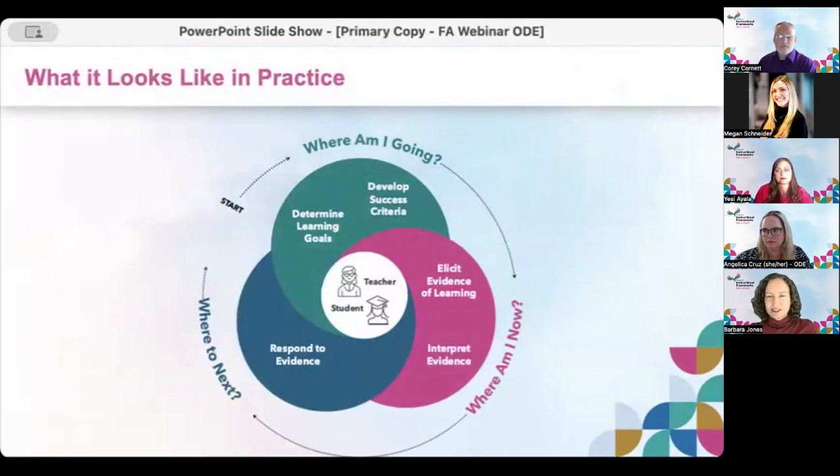All right, so here is an image which you'll see a couple times today and shows what this looks like in practice. So it starts with developing a vision for the learning. What are goals for my students as a teacher or for myself as a student? What is it going to look like? How am I going to know if my students have gotten there or if I've gotten there as a student? And this helps answer the question, where am I going?